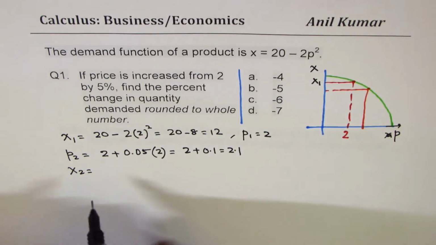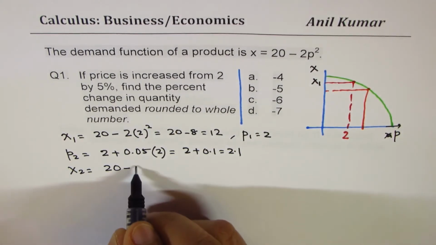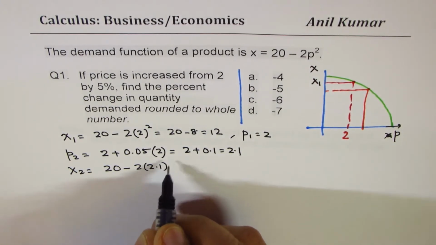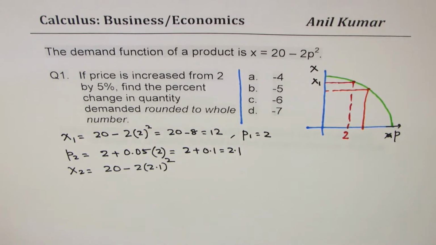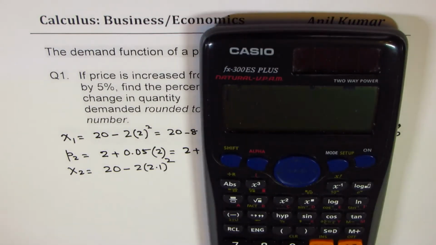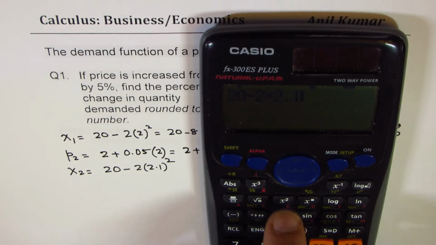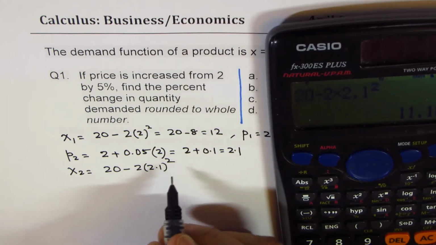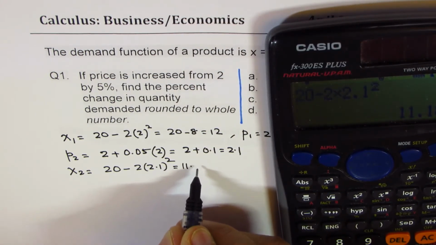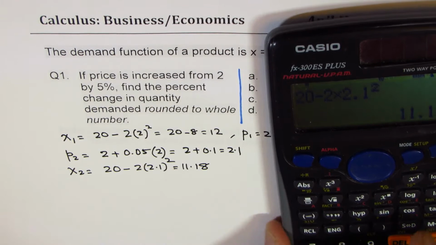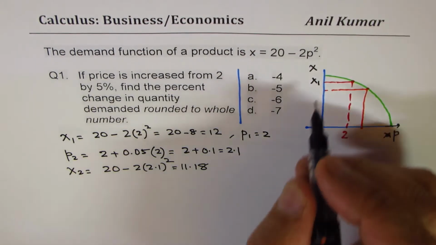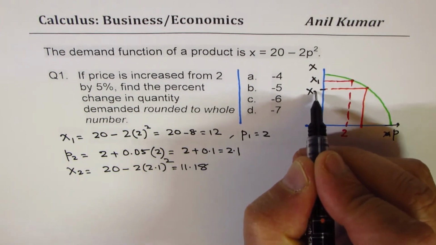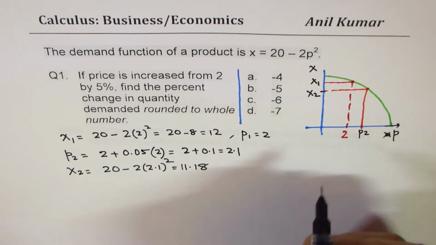What is x2 equal to? Substitute this value in the formula. So we get 20 minus 2 times 2.1 whole square. Let's use the calculator to find this answer. 20 minus 2 times 2.1 square is equal to, in decimal value, 11.18. So 11.18 is this x2. This is our P2. Perfect.